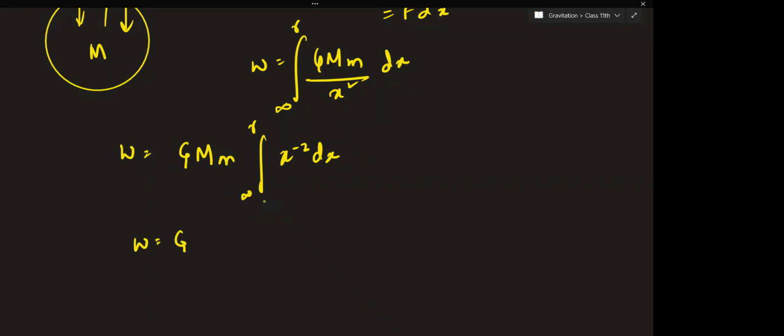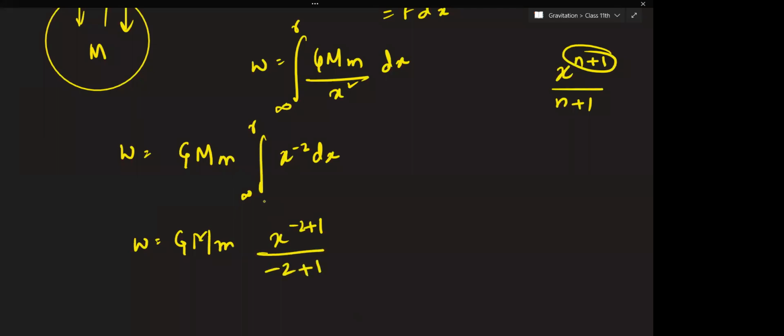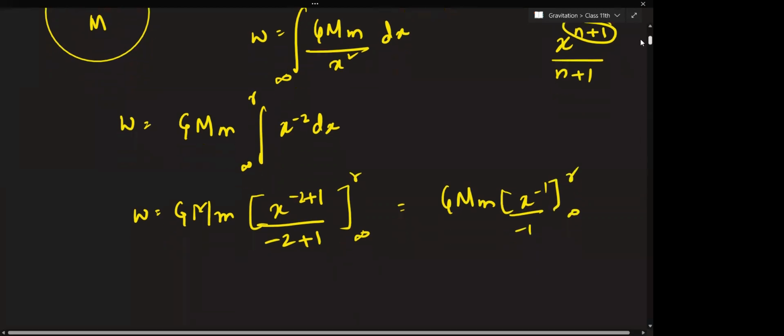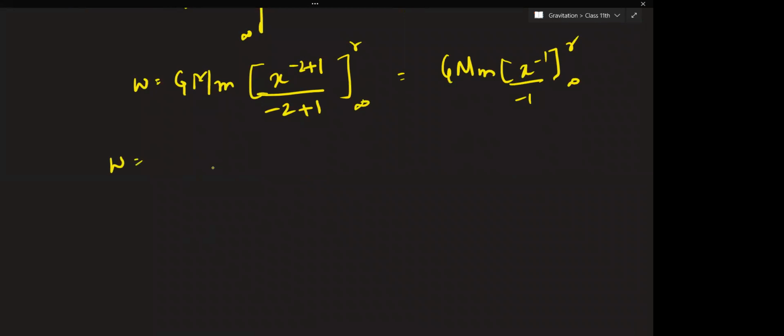So let's integrate this. Capital G, capital M, small m, and for x to the power n, just add 1 to whatever the power is. So minus 2 was there, add 1. Now whatever you get in the power, keep it in the denominator. So minus 2 plus 1, this you have. Keeping the limits from infinity to r, we get G M m times x to the power minus 1, divided by minus 1, integrating from infinity to r. So we'll write this as minus G M m.